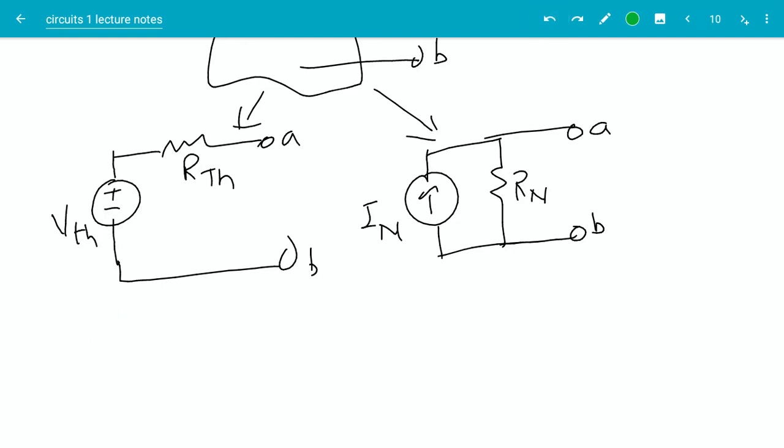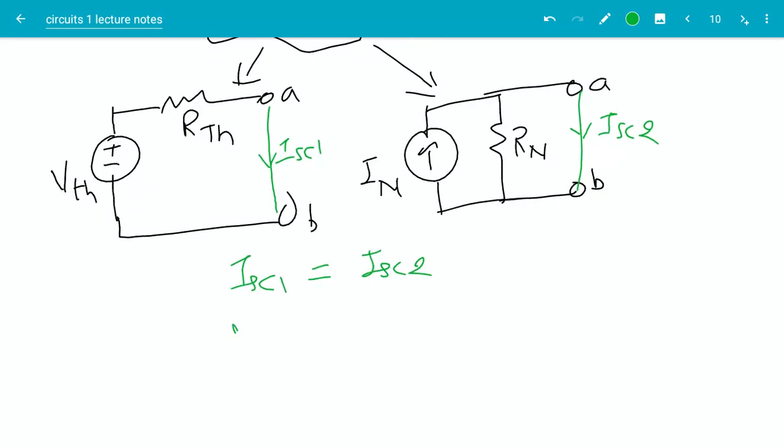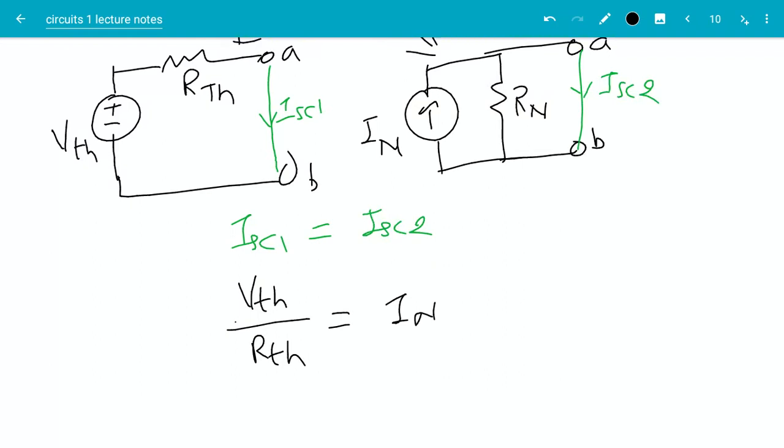If these two behave exactly the same way, let's say I short circuit both sides, and the short circuit current here is ISC1 and the short circuit current there is ISC2. If both circuits behave exactly the same way, then ISC1 should be equal to ISC2. ISC1 is VTH divided by RTH. So VTH divided by RTH is ISC1, and this should be equal to IN. So we have this relationship between VTH, IN, and RTH.